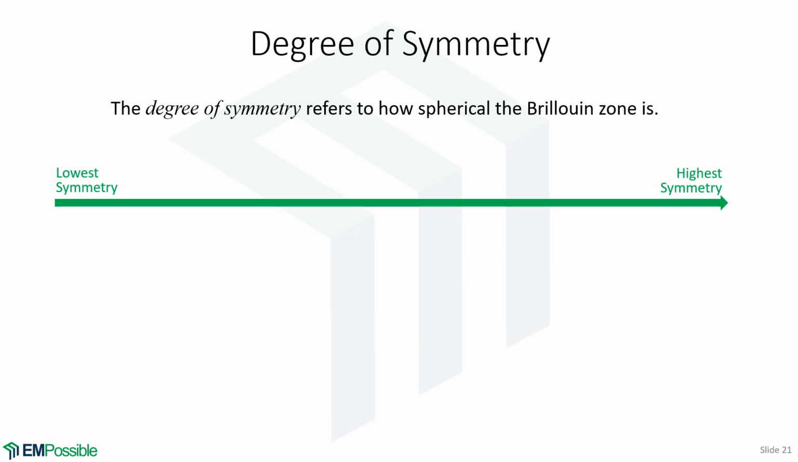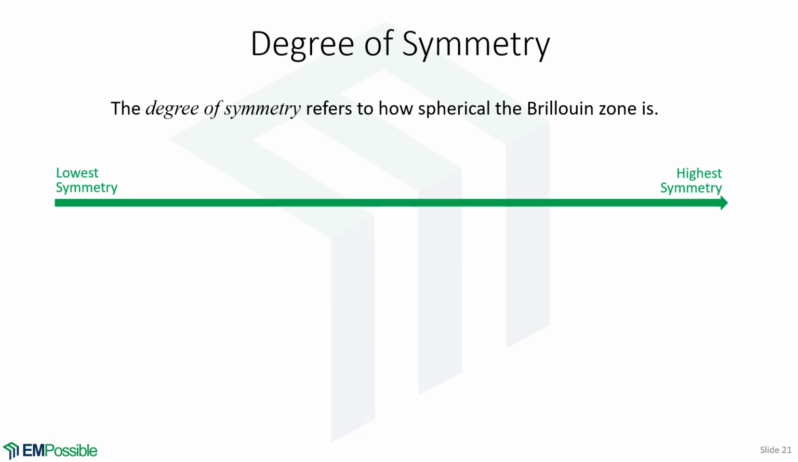So when people talk about how much symmetry a lattice has, or the degree of symmetry, they're really talking about how spherical the Brillouin zone is. Remember what the Brillouin zone's doing. It's sort of mapping out the periodicity of a periodic structure as a function of direction. So the more spherical that is, the more similar the periodicity looks as a function of direction.